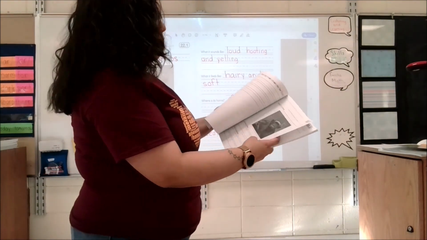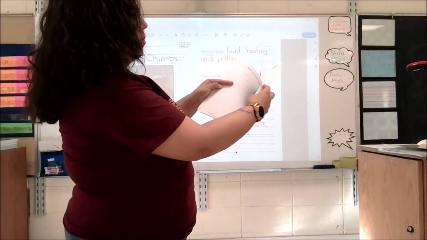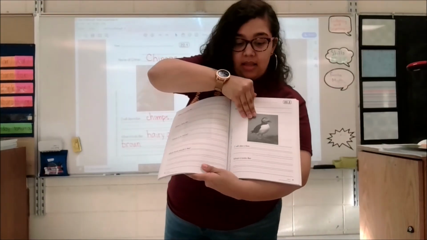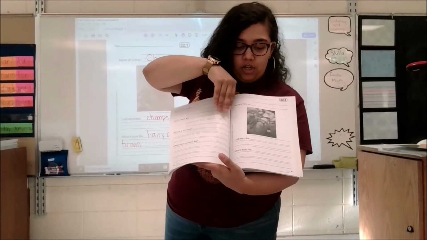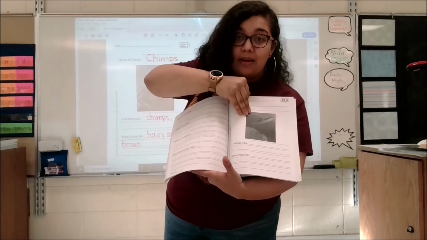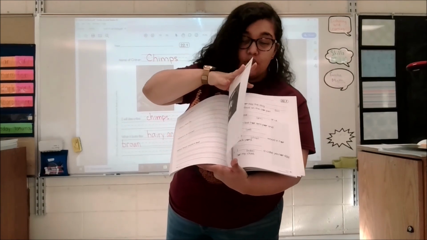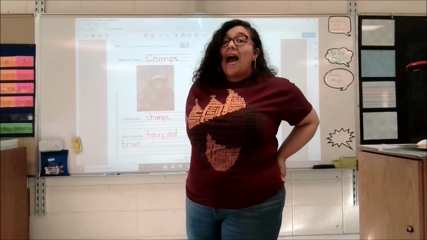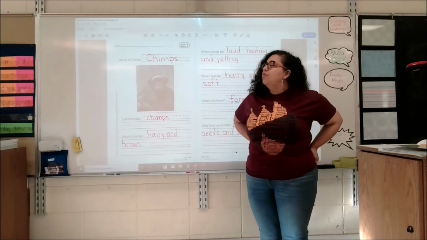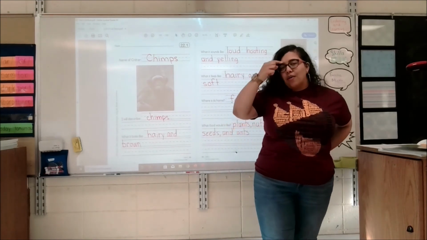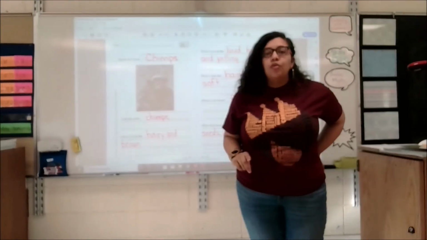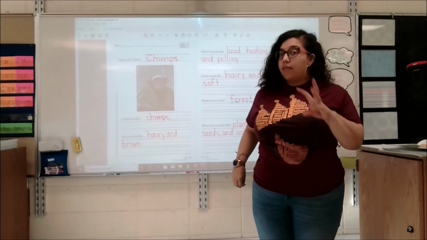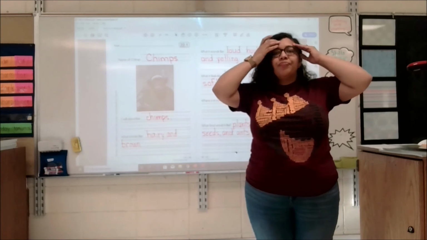If you look in your book, we did this page today, chimps. But if you look ahead in your book, the next several pages are the exact same template, but with different animals pictured. I already know which animal you're going to do. Nope, you cannot make requests. I've already decided who's doing what. There's like 4 or 5 different animals. A few of you will do this one, and then that one, and that one. I already have it planned out.